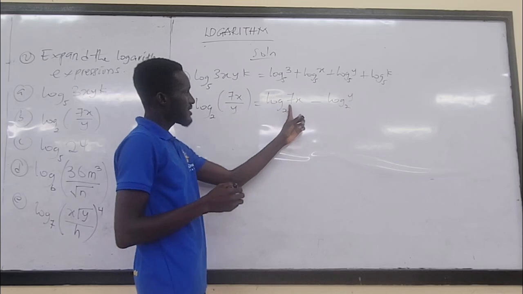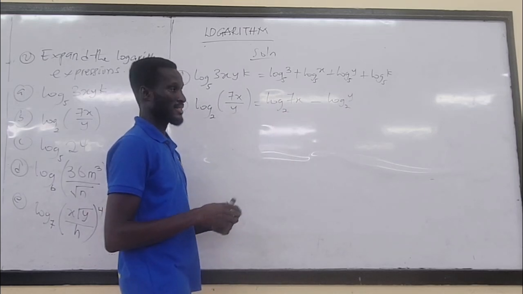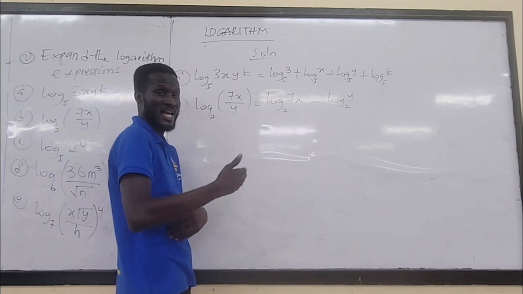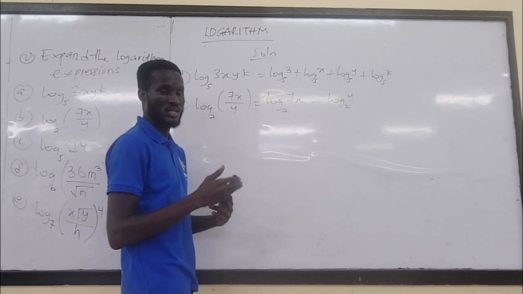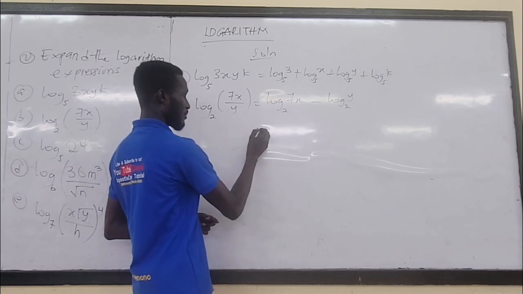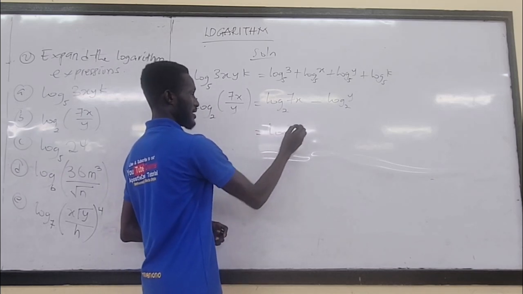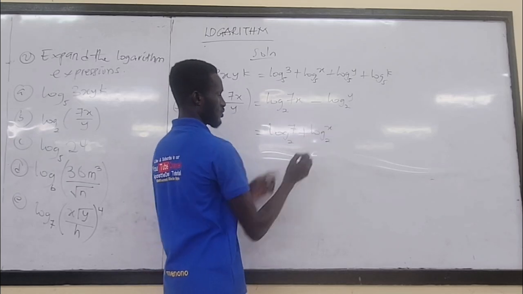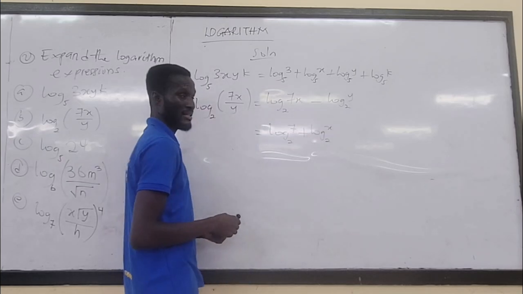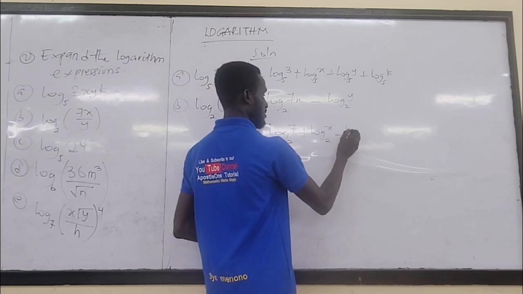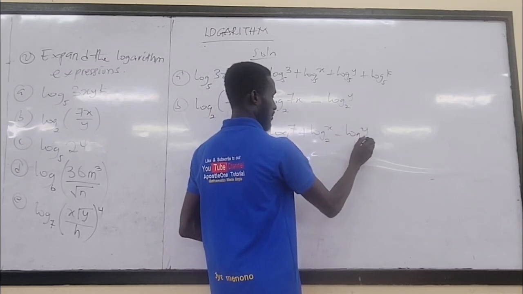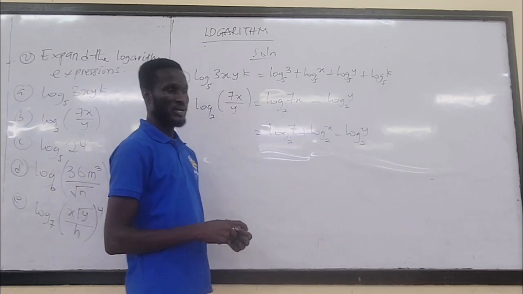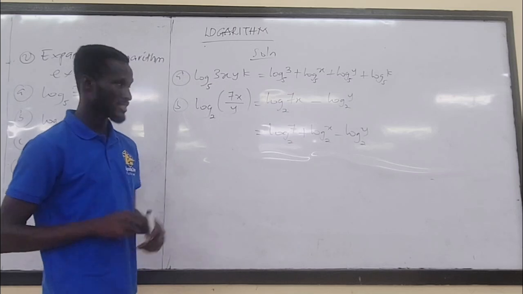You got it? Now this 7x, I can't leave it like that. The 7x means 7 times x. Multiplication means what? Addition of logarithms. So I'm going to have log 7 base 2 plus log x base 2. I have separated the x and the 7. Now minus log y base 2. Very simple like that.